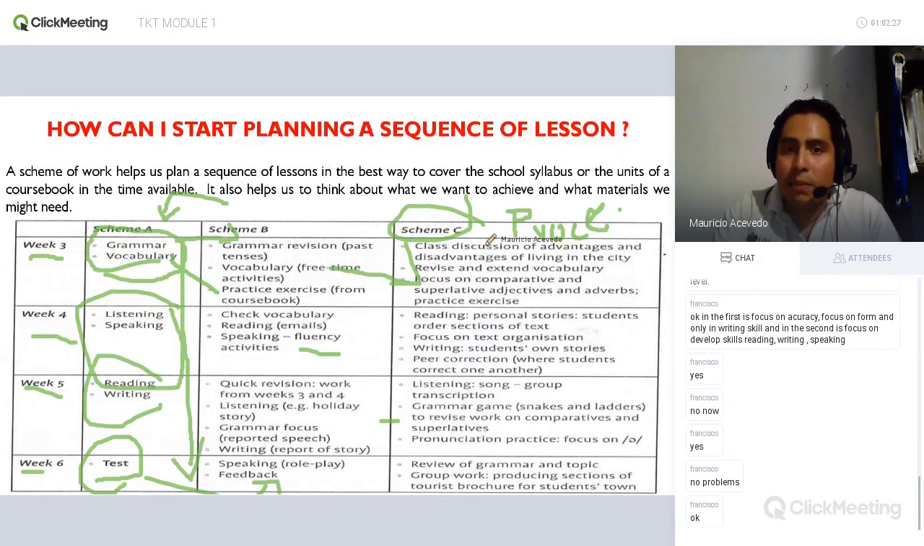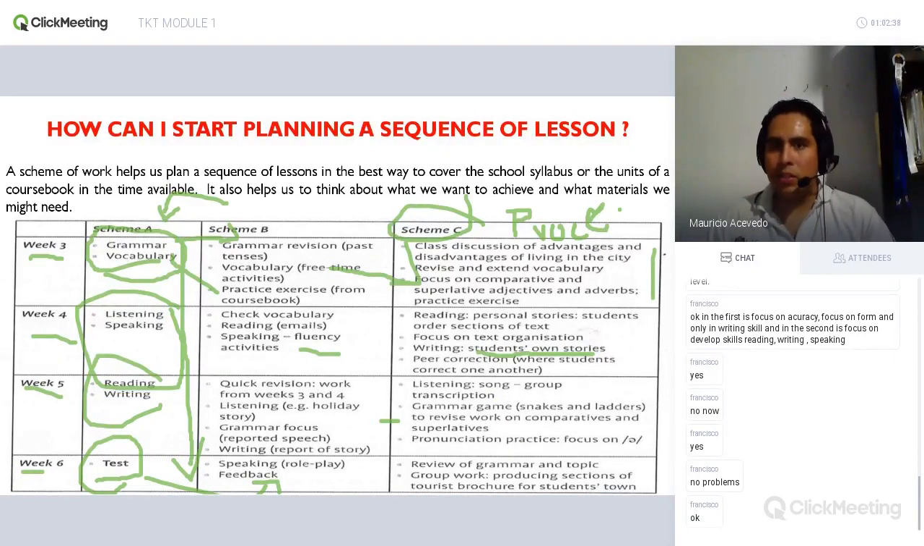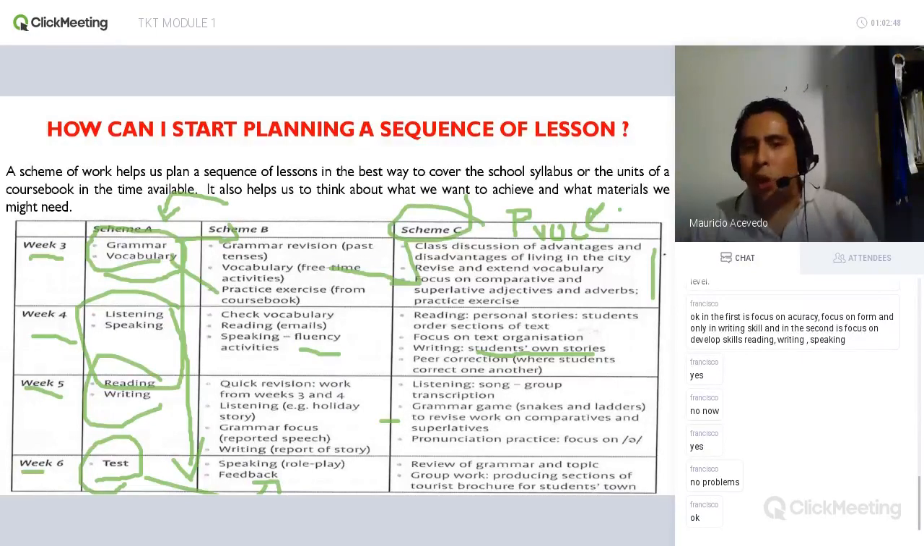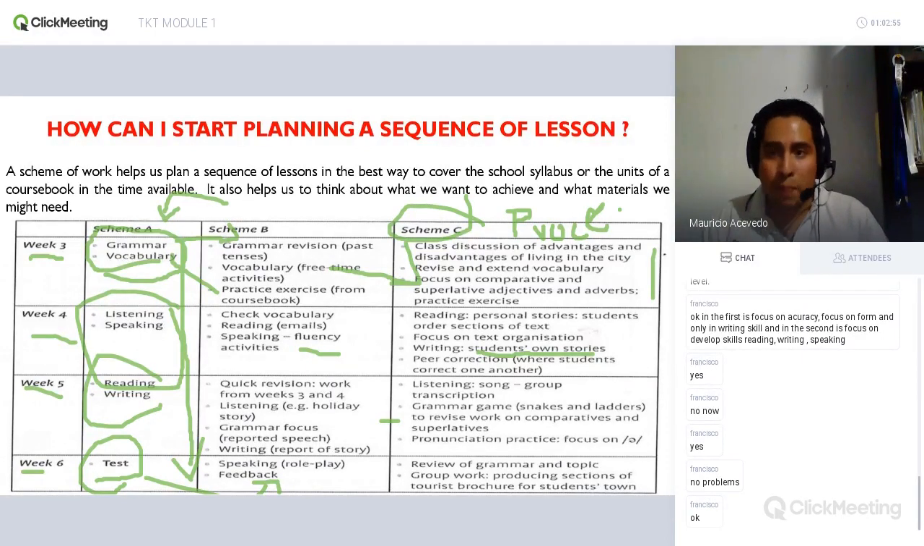So, in scheme C, okay, it's good. You have the activities and everything. But let's imagine that your students cannot write stories because they don't know the simple past. So it is not here, but in your lesson plan, yes, the anticipated problem and the solution. So now you say, okay, one solution is to show them a video, so that they can remember because they know it, but they don't remember it.